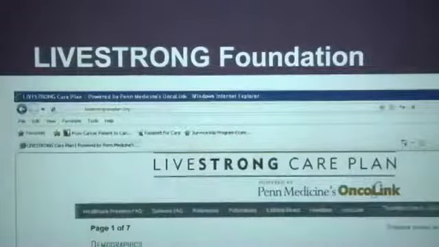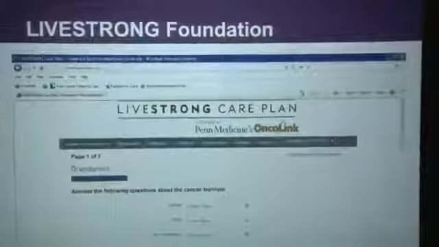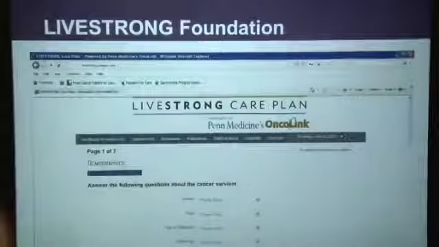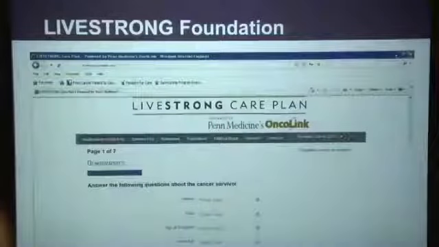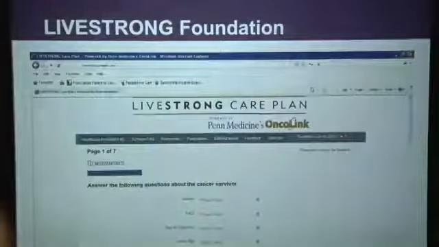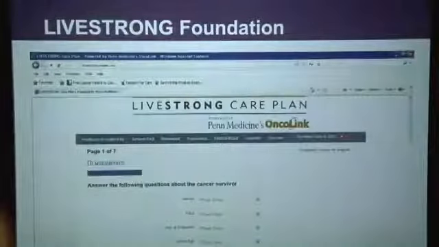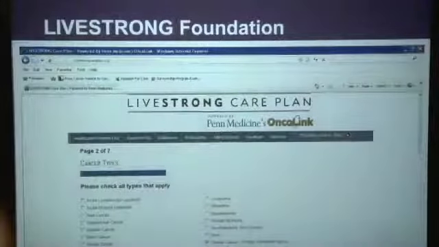And in the interest of time, I have some slides in here that show exactly what each screen looks like, but it's very, very simple. It is also in Spanish, if Spanish is your primary language. I think they're working on other translations as well. But understand this is only one of several ways that you can complete this on your own. So when you log in, it will ask some basic demographic information. It will ask you what type of cancer that you had.